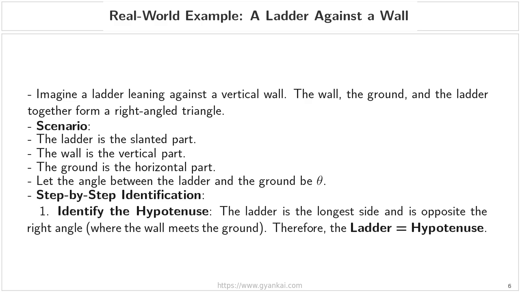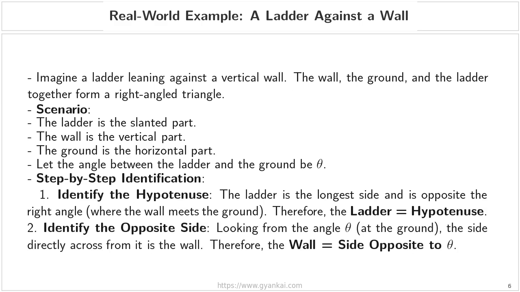Now let's go through our step-by-step identification process, just like we did in the previous slides. First, let's identify the hypotenuse. Remember, the hypotenuse is always the longest side and is always opposite the 90-degree angle. In this case, the right angle is located where the wall meets the ground. The side directly across from that corner is the ladder itself. Therefore, the ladder is our hypotenuse.